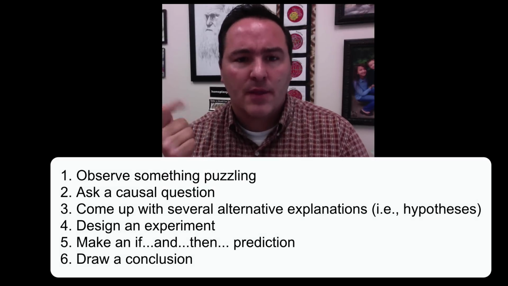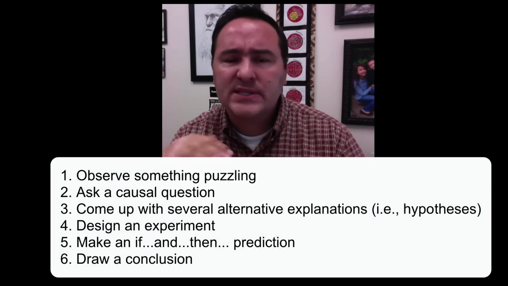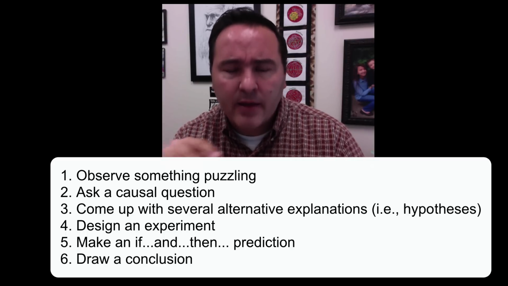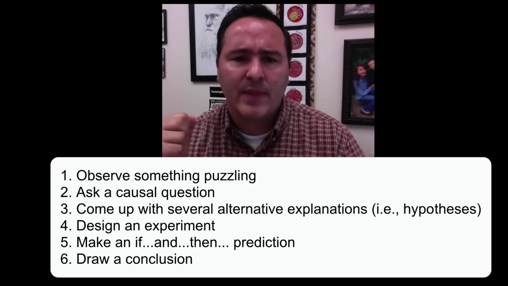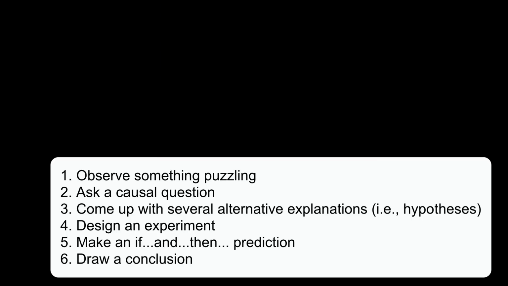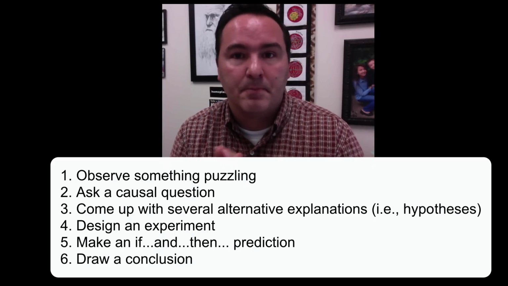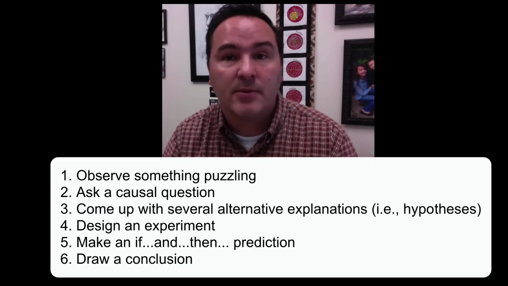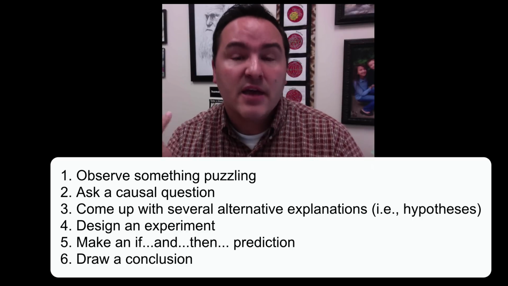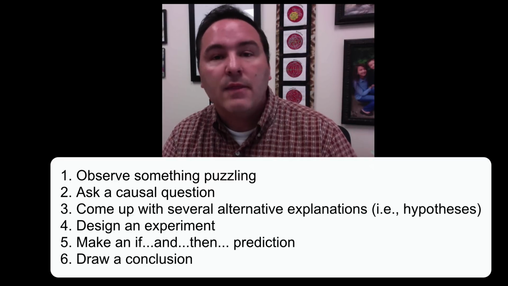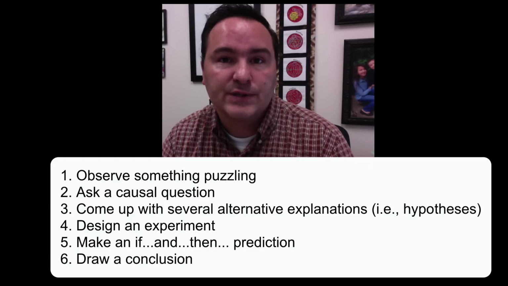Okay, so now you've been able to go through the process of scientific inquiry using these termites, where we observed something puzzling, then we asked a causal question. We came up with several alternative explanations, or hypotheses, for why the termites would follow that line. Why would that be happening? The fourth step is to design an experiment that isolates the variables, so that we have a control, controlling for all of the variables except for the one thing that we're testing. We made if-then statements, which we also call predictions, and then we drew conclusions from our results.